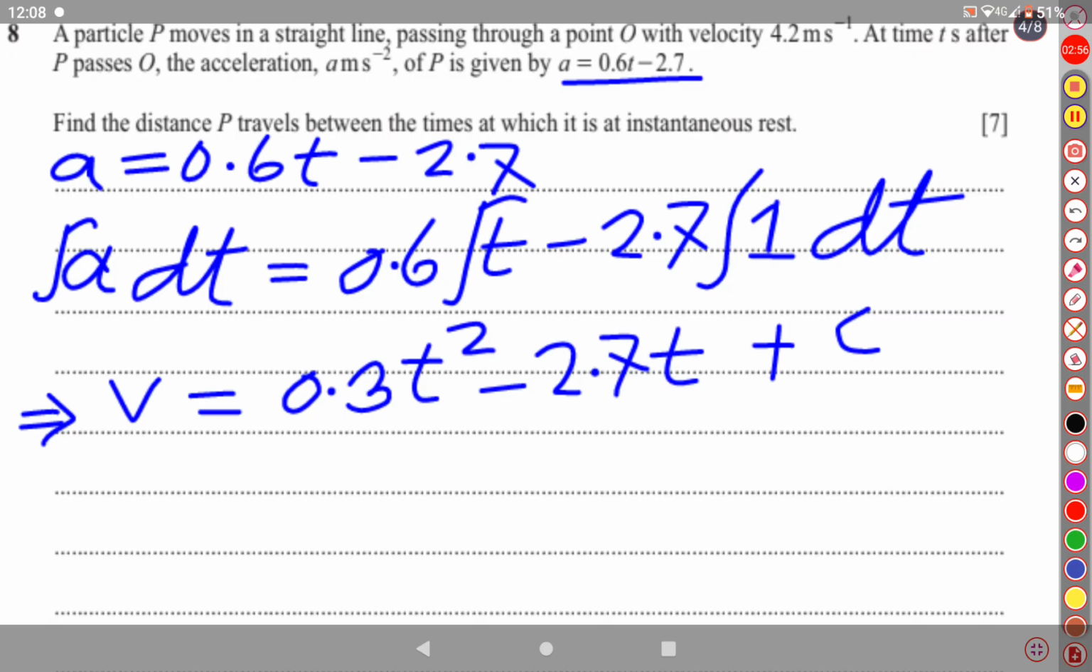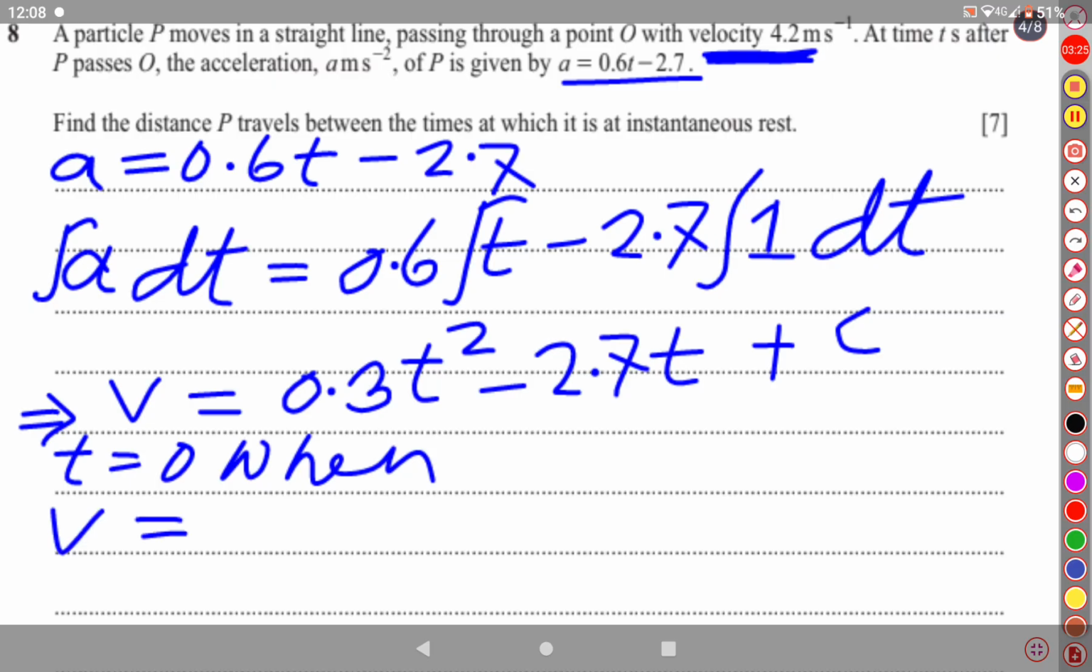Well, then look at this. If we look at the question, we will see that particle P moves in a straight line passing through a point O with velocity 4.2. When it was passing the origin, at the beginning, I mean t was 0, the velocity was 4.2. So let us write t equals 0 when v is equal to 4.2 meters per second.